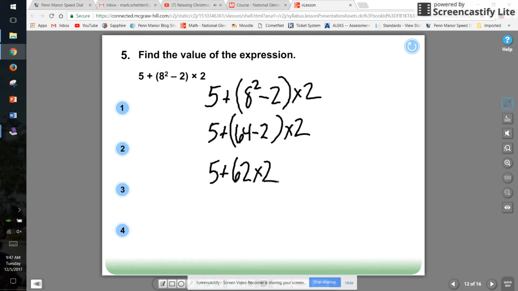All right, Donovan, what comes next? 62 times 2. Even though the addition symbol's over here, looks like it should come first, it doesn't, because of our order of operations, which says multiplication comes first. So 62 times 2. 124. Oh, he did that in his head. Impressive. And Vita, do you want to finish it off? Yes. So then you would do 5 plus 124, which would be 129.